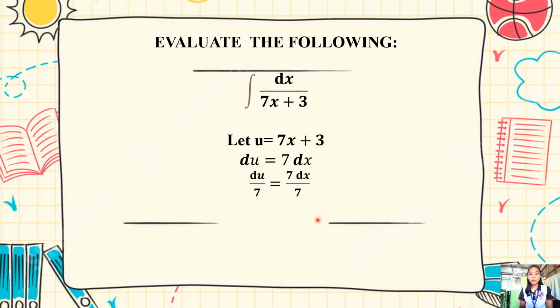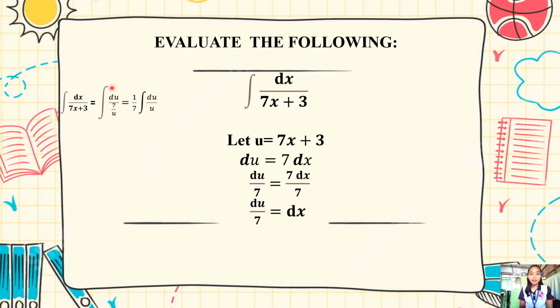Next, we must find the value of dx. So we must divide both sides by 7 to cancel this one. Therefore, our dx will be du over 7. Now let us substitute the value of dx above here. Therefore, it will be the integral of du over 7 over u, where u is our 7x plus 3, and it is equal to 1 over 7 times the integral of du over u.